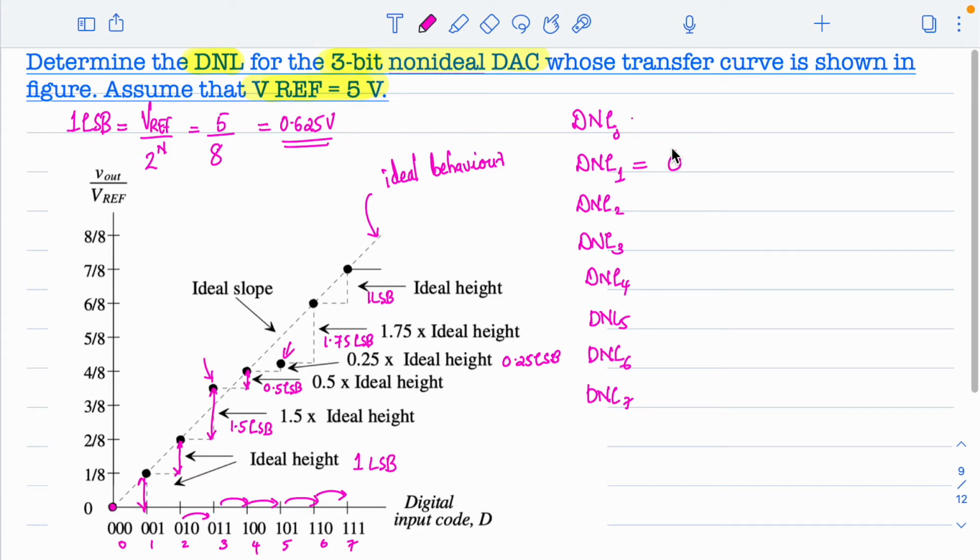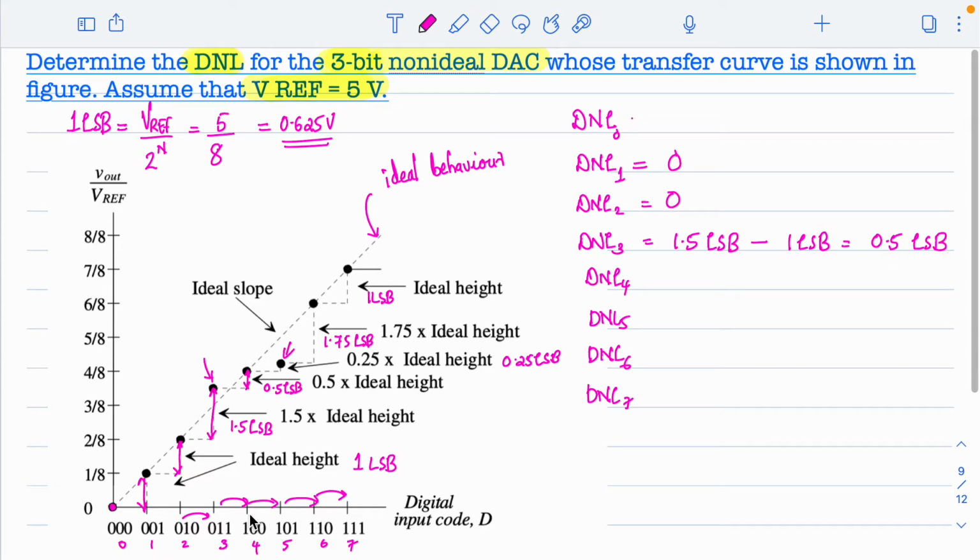Now what about DNL 2? Is there any change? For DNL 2 also, you can see from the behavior that even though the DAC is non-ideal, for the input word 2 the transition is equal to 1 LSB. So DNL 2 is also equal to 0. What is DNL 3? For DNL 3, the actual height is 1.5 LSB, so I write 1.5 LSB minus ideal height, which is 1 LSB. So this is equal to 0.5 LSB. 0.5 LSB is the DNL for the third input transition.